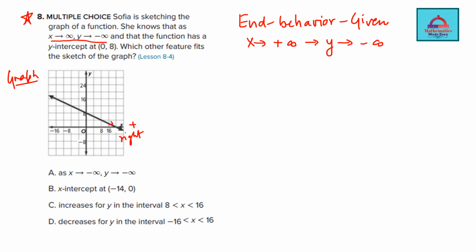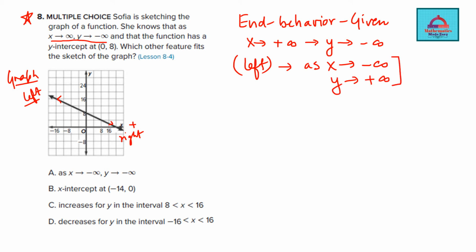Now let's look at the end behavior on the left. I'm just putting a left here so that you remember the directions. As x goes to minus infinity, meaning on the negative side of the x-axis, the graph is going up. Up means positive infinity, so y goes to plus infinity. So this is the end behavior on the left. You can write it in a different way also by saying that as x decreases, because we are moving left on the negative side, y is increasing because it is going up.